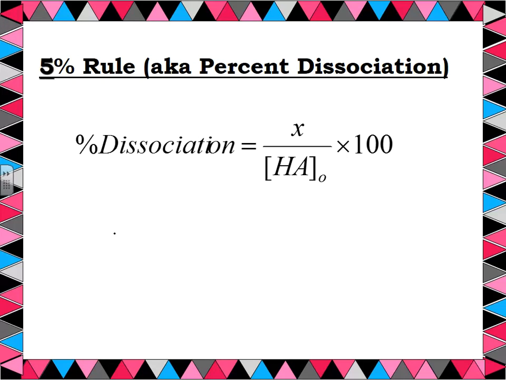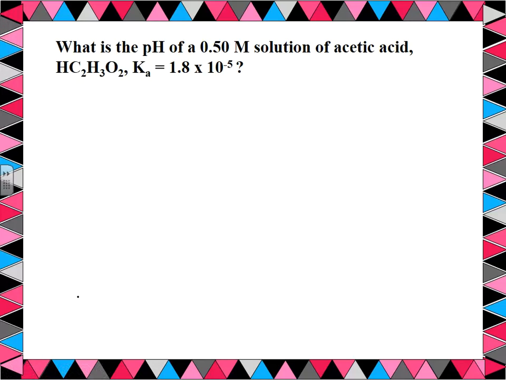So the 5% rule is also referred to as percent dissociation. This is a little formula for those of you that like to have formulas to refer to, that you could use to calculate the percent dissociation or the 5% rule. And again, if the answer you get for the percent is less than or equal to 5%, then you're neglecting X as allowed. So you take your X value, usually your hydrogen ion concentration, divide it by the original acid concentration, and then multiply by 100. As long as it's less than or equal to 5%, you can neglect X.